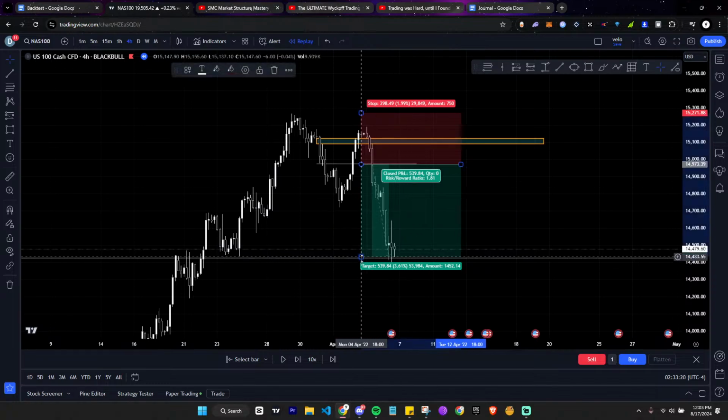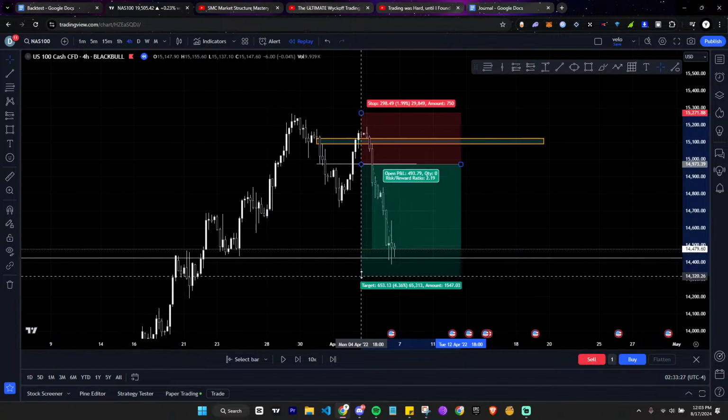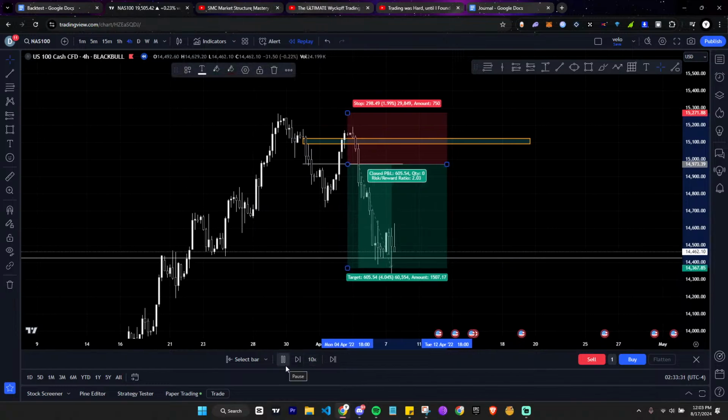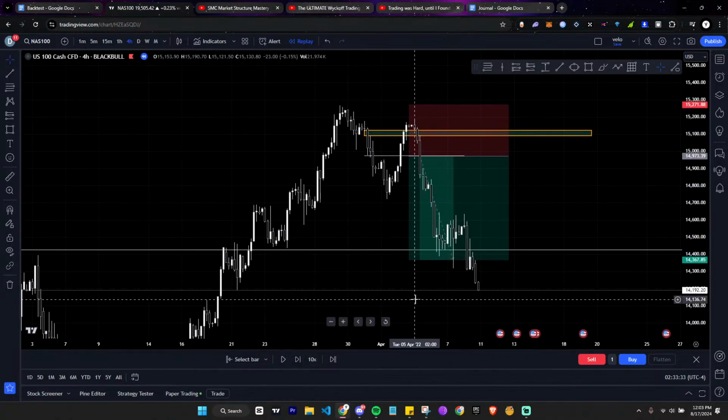We hit TP right here. So 1 to 2 at most, and then I would just call it quits. See if we go that low. Okay, we do go that low.